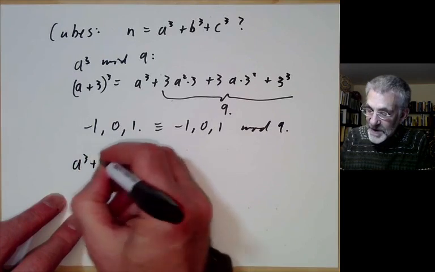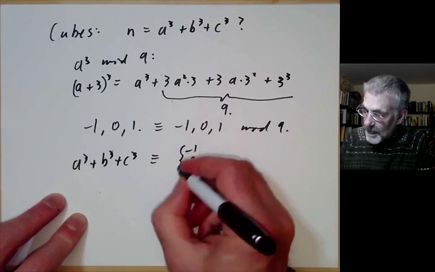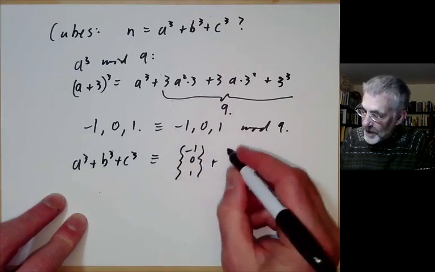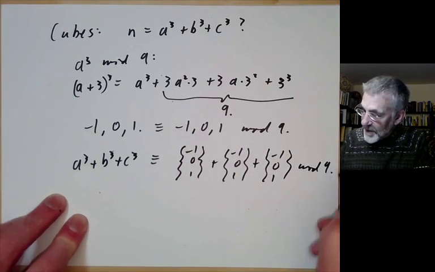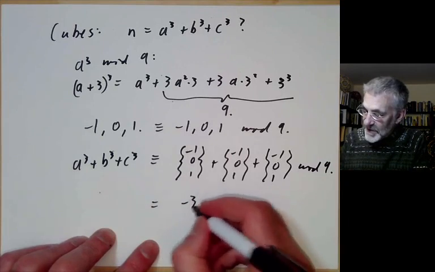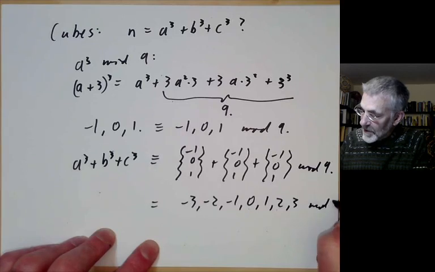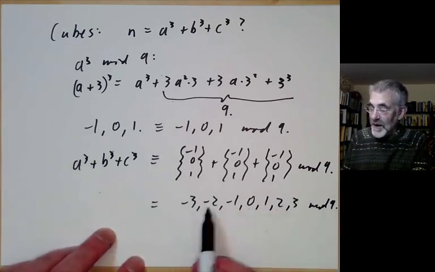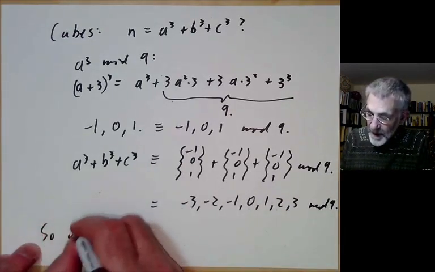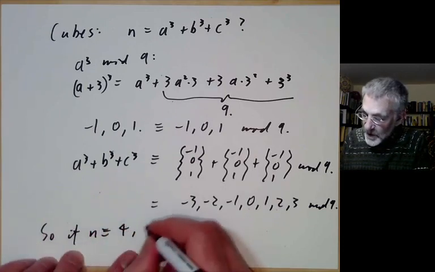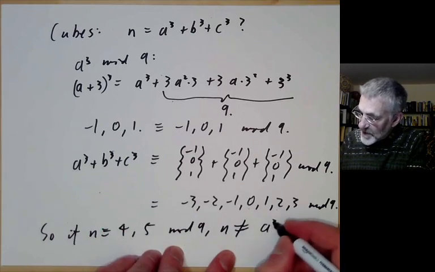So a cubed plus b cubed plus c cubed must be congruent to minus 1, 0 or 1 plus minus 1, 0 or 1 plus minus 1, 0 or 1 modulo 9. And these numbers can be minus 3, minus 2, minus 1, 0, 1, 2 or 3 modulo 9. So any number that's a sum of 3 cubes must be one of these numbers modulo 9. So if n is congruent to 4 or 5 modulo 9, n is not the sum of 3 cubes.